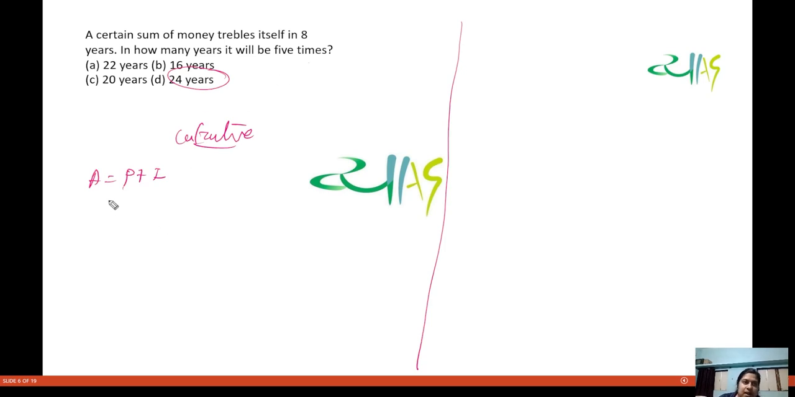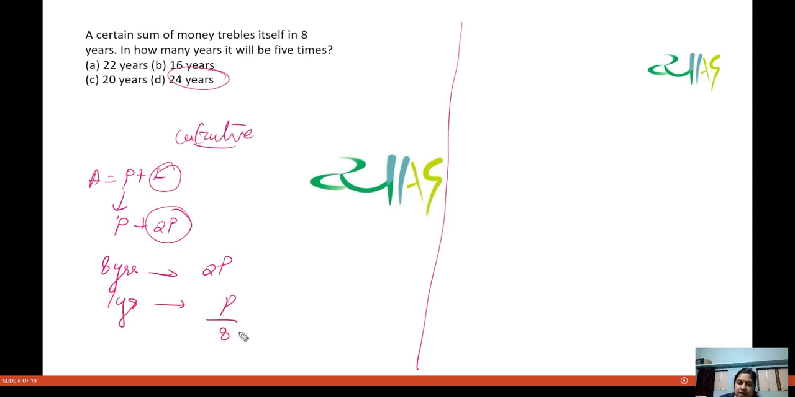So what is principal? Principal is equal to P only, and interest is equal to what? 2P. Now this happened in how many years? 8 years. So 8 years gave us interest of 2P. So 1 year gave us interest of 2P by 8, that is P by 4.